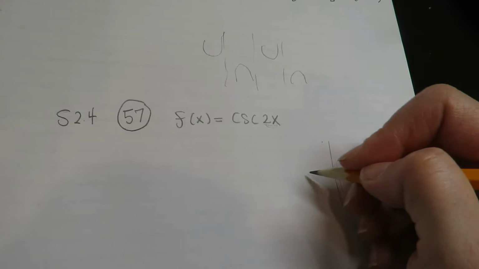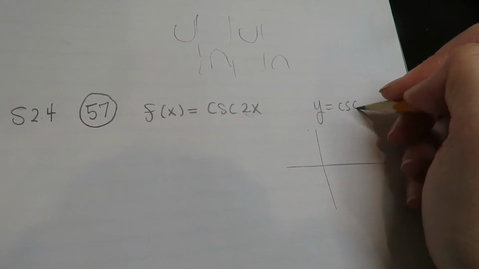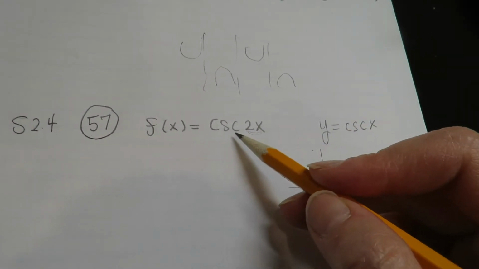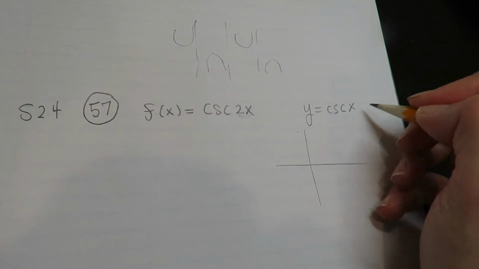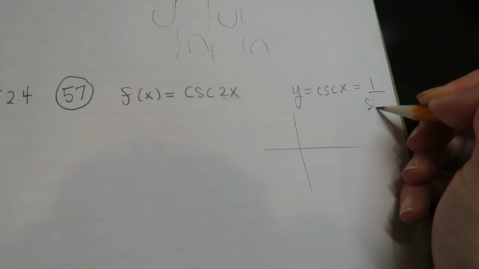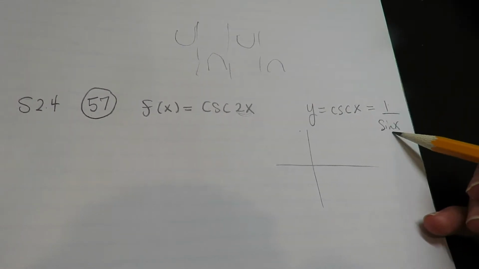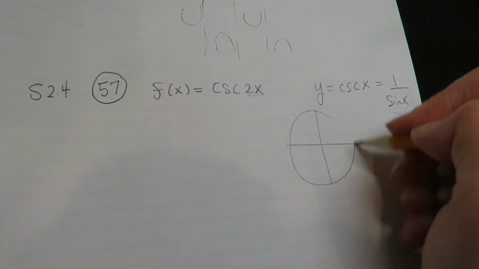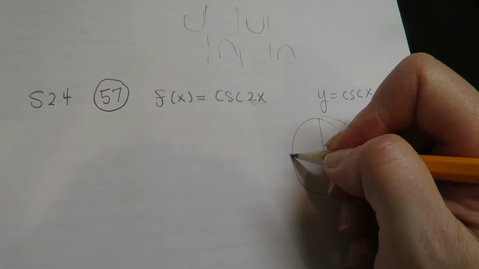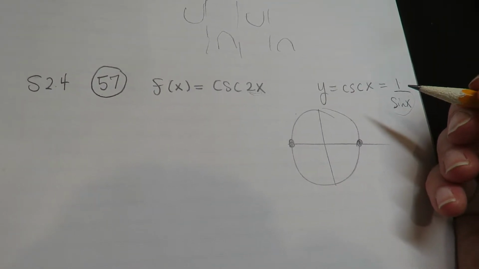All right, so to do that, you first want to figure out where the basic cosecant, not the 2x, the basic cosecant, is undefined. Okay, and that means that you're looking for, it's 1 over sine, so you're looking for where the sine is equal to 0. So the sine will be equal to 0 at all the whole pi's.